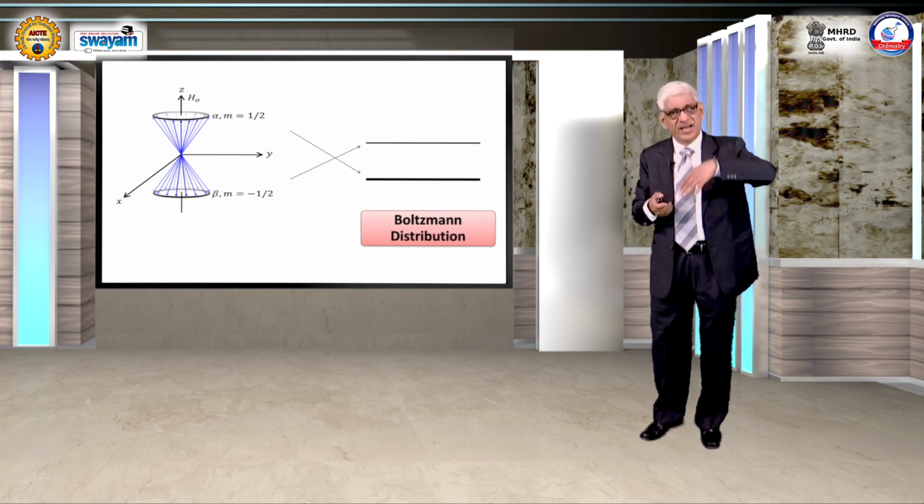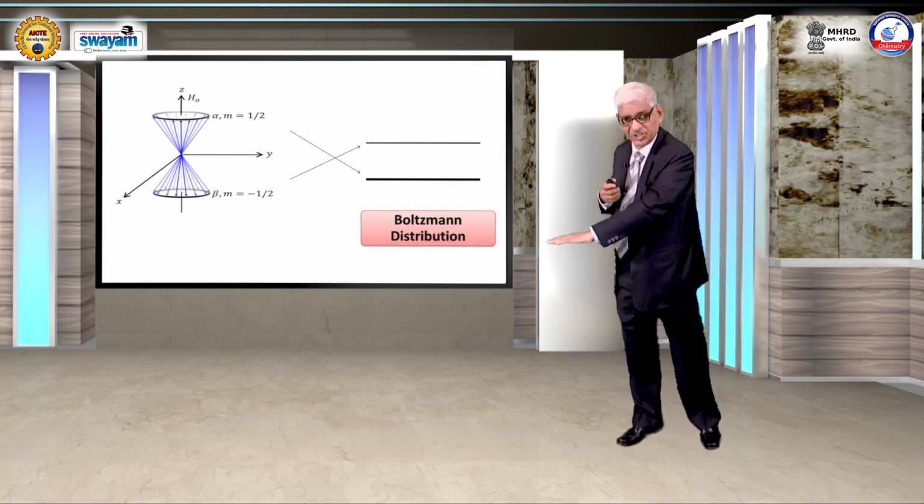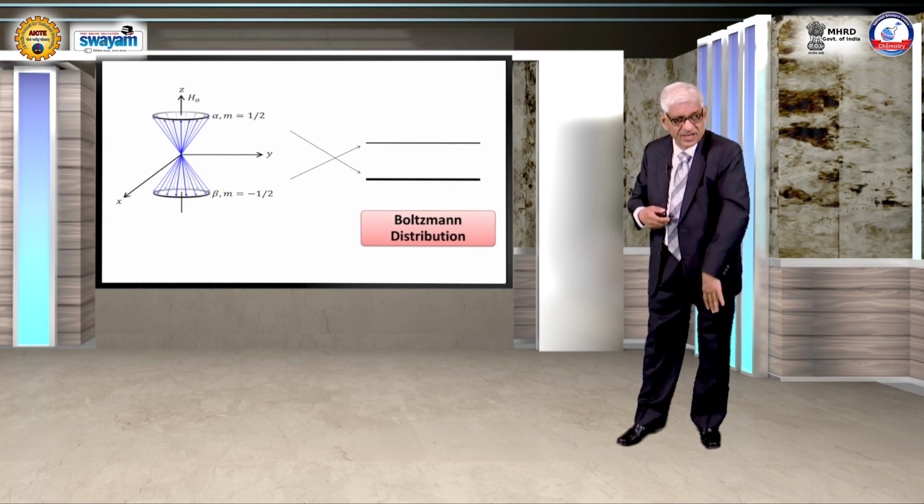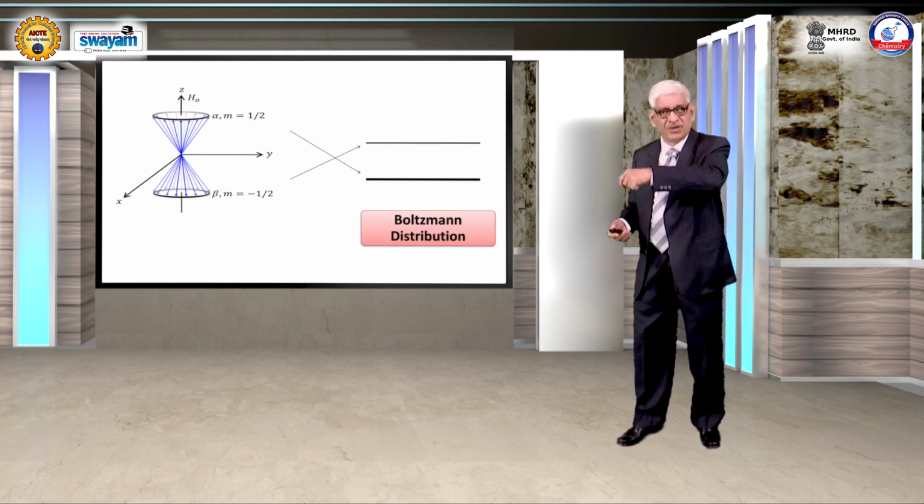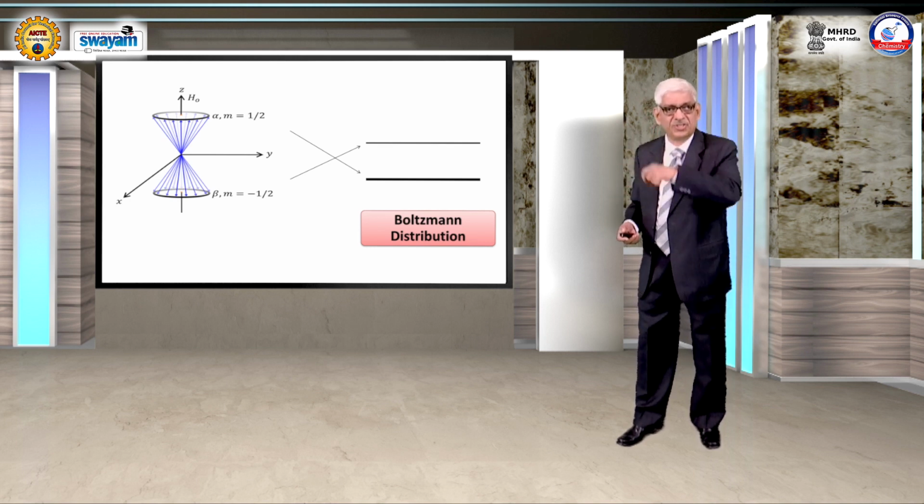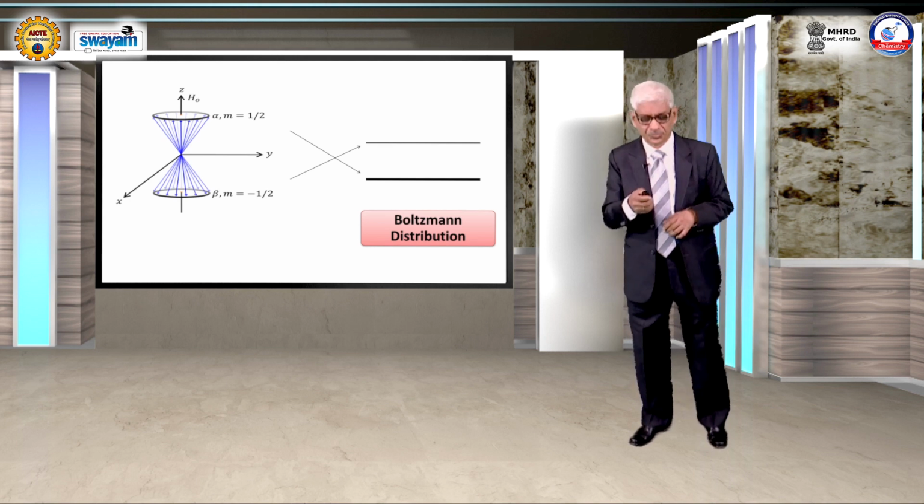And in terms of the energy levels, the ones which are parallel to the magnetic field have a lower energy, the ones which are anti-parallel to the magnetic field have a higher energy, and then when you supply energy, the radio frequency corresponding to this energy separation, you will have the absorption of energy.